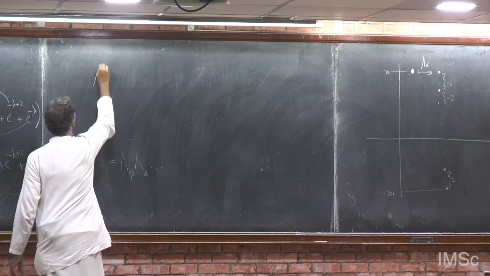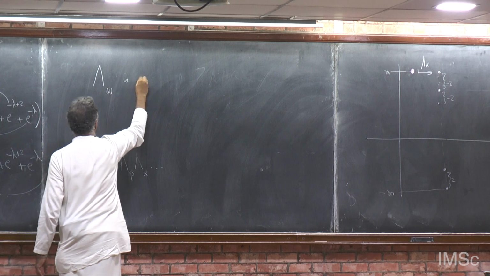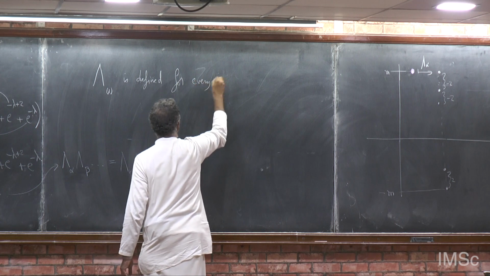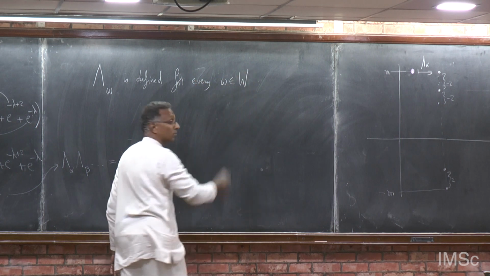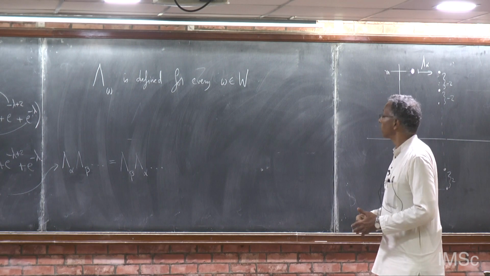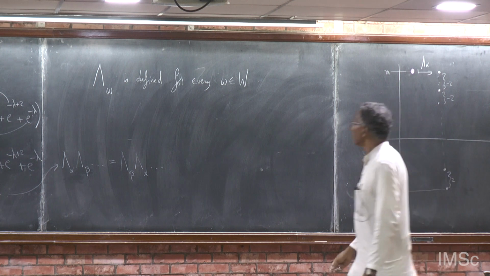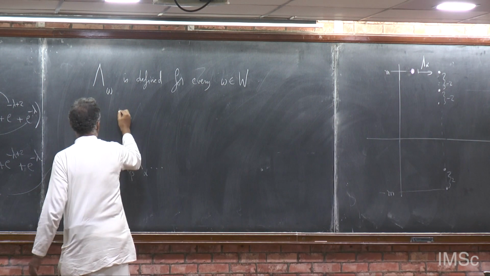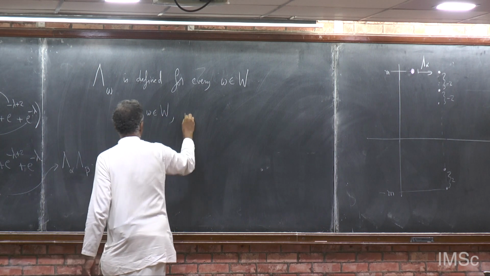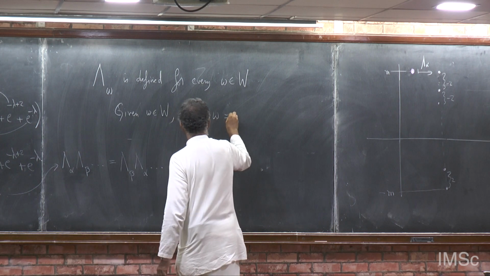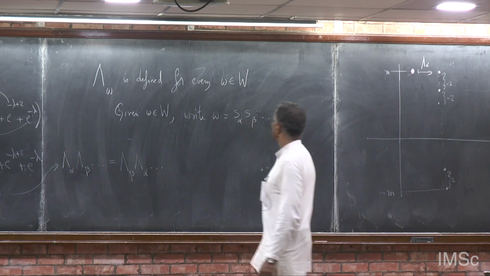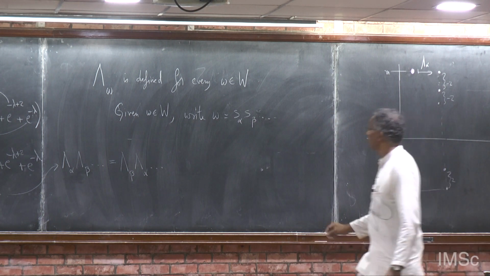Why is this? Given an element of W, write W as S alpha, S beta, S alpha, something, dot, dot, dot. Sorry, any reduced expression.